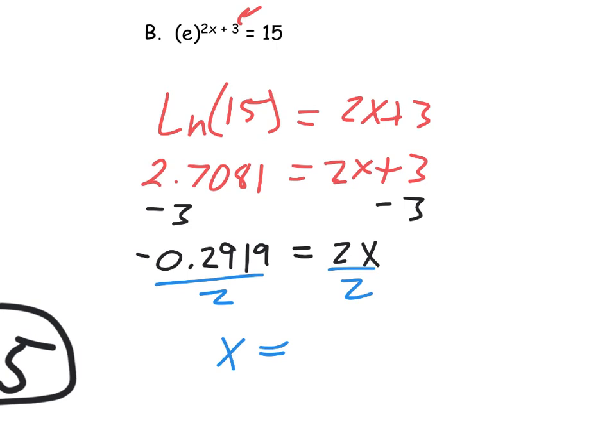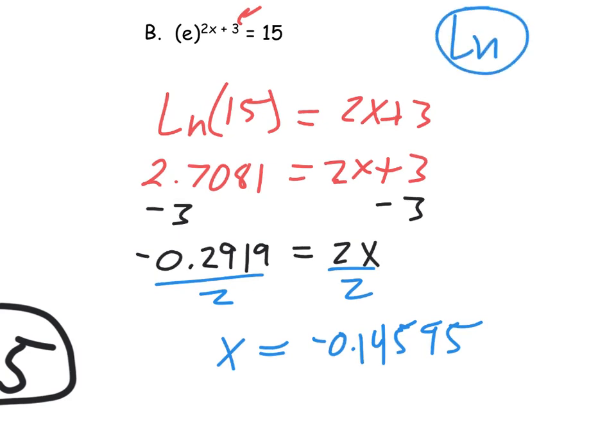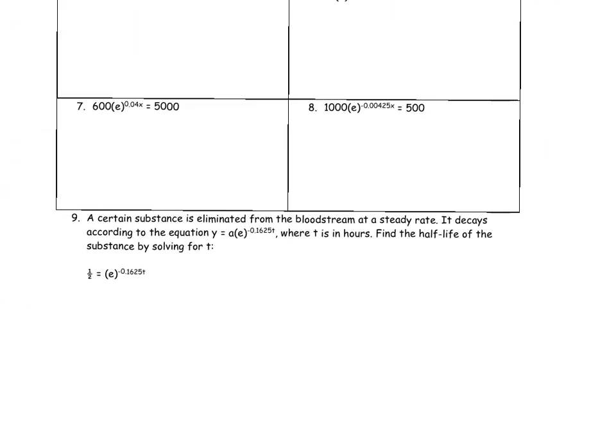Negative, what is it, 0.2919 divided by 2. There we go. And that's how we do it. If you see e, you're going to use the natural log in order to solve that bad boy. And that's pretty much it. I think I'll try one more over here.